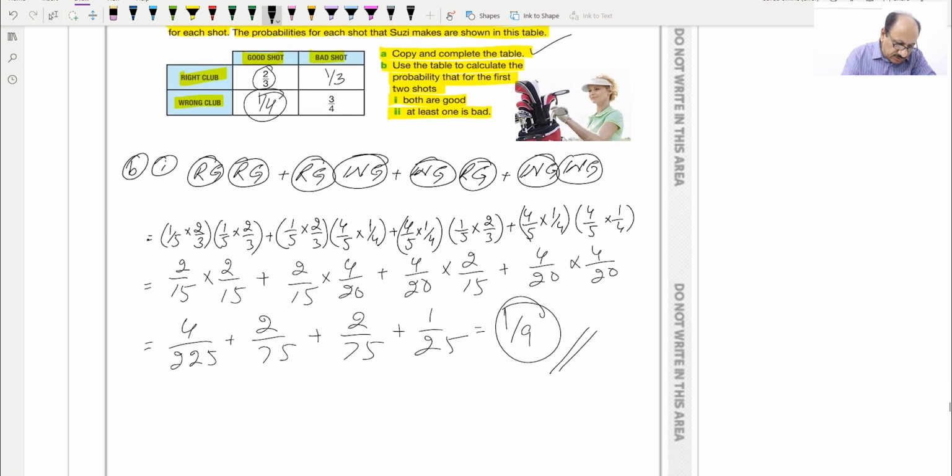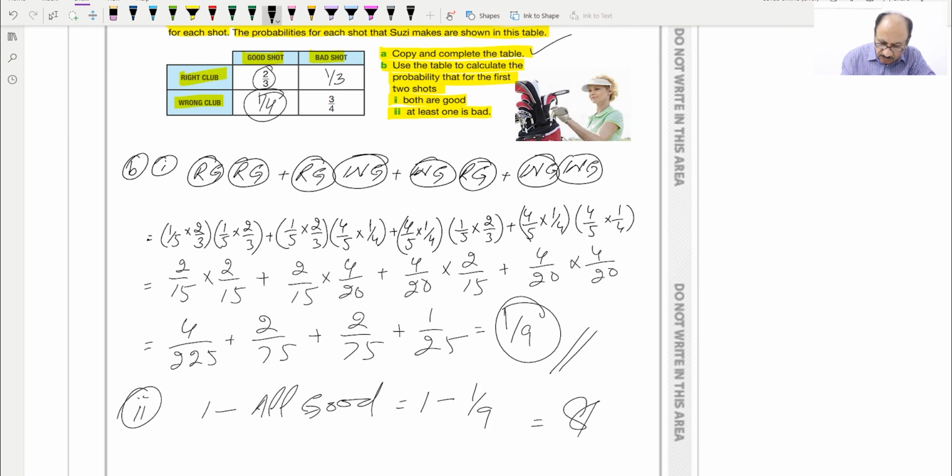We can take the reciprocal. So the second part will be 1 minus no bad, or all good. So 1 minus all good, which we have already calculated as 1 over 9. So we take 1 minus 1 over 9, which is equal to 8 by 9, and this will be the probability for this question. Hopefully you understood this.